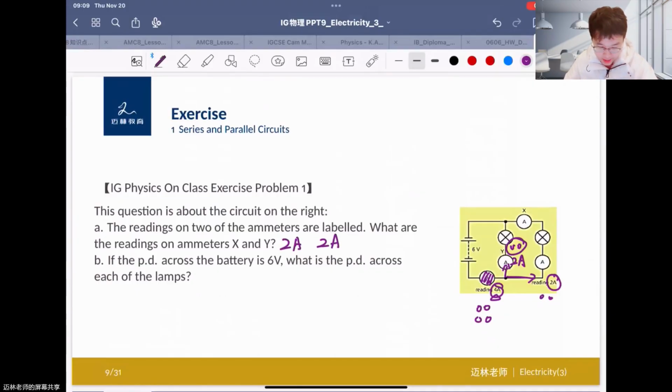Okay. And B, if the potential difference across the battery is 6 volts, what is the potential difference across each of them, right? It's also not very difficult. If you just consider here 6 meters and here 0 volts, and here also 0, right? We said that a wire doesn't have any potential difference, right? So here is also 6 volts, and here is also 6 volts, because they are connected in parallel. We said that the two sides of the lamp have the same potential difference, right? So they are both 6 volts, okay? So I think this problem is not very difficult, right?